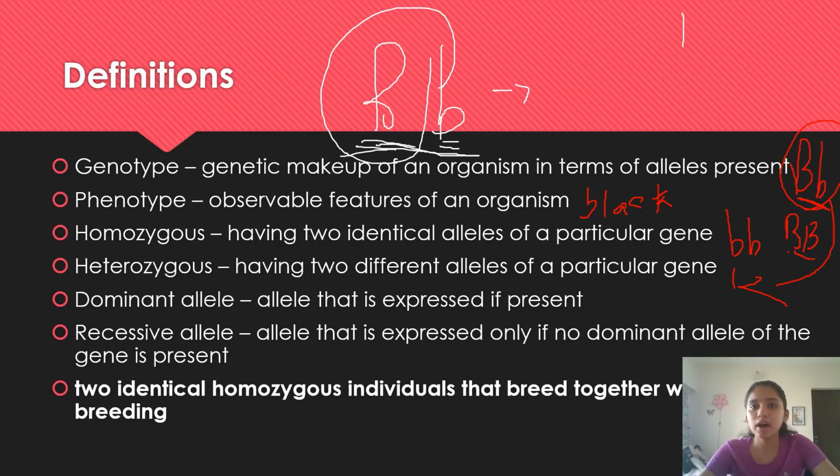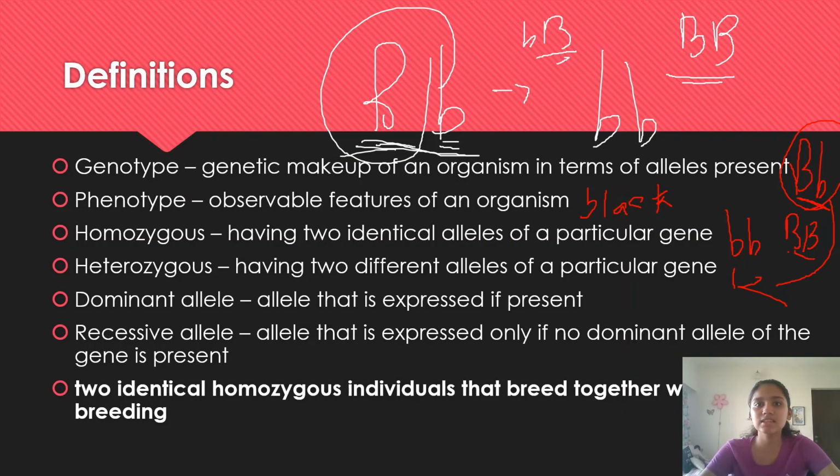Or if you have capital B and capital B, there's no other allele, it's homozygous. And when it is homozygous and has 2 capital letters, it is called homozygous dominant. So regardless of whether the recessive allele is present, the dominant allele will be expressed. That's why it's called dominant. And the recessive allele is only expressed if there is no dominant allele. So in this case, your mouse is never going to be brown. But if you have small b and small b, your mouse will be brown. If you have small b, big B, your mouse will still be black because it has a dominant allele present.